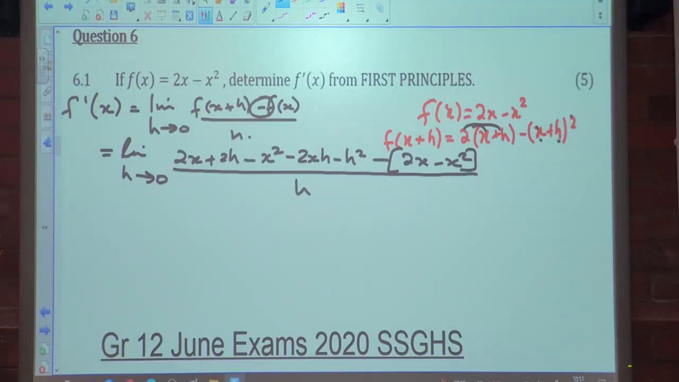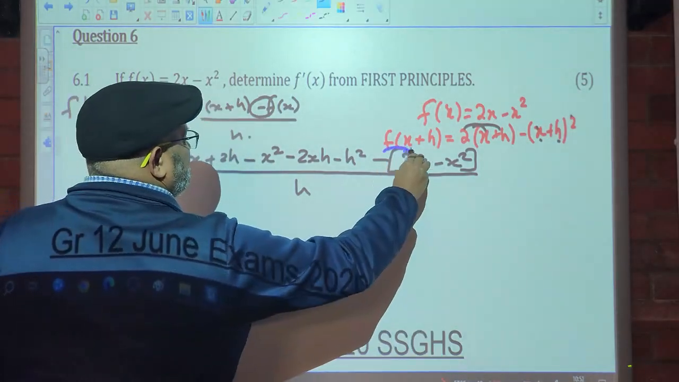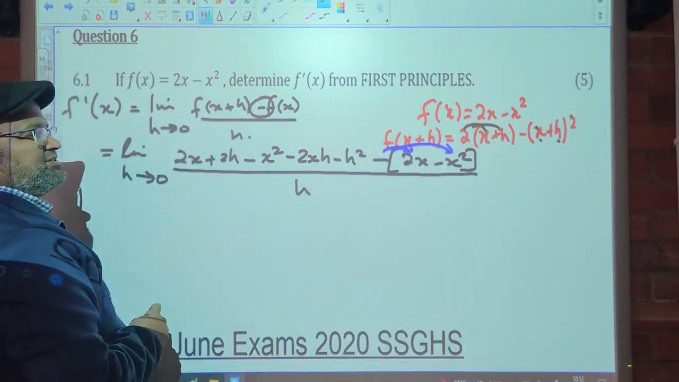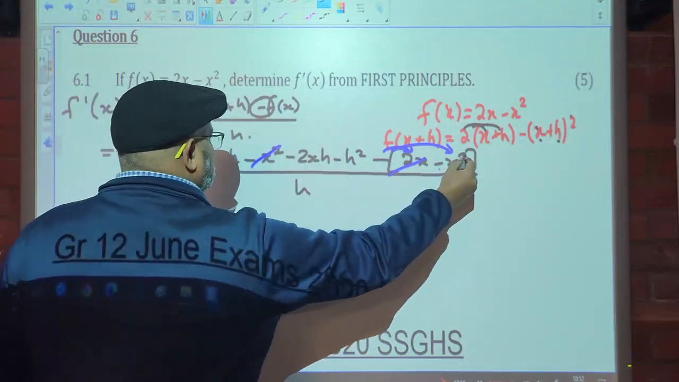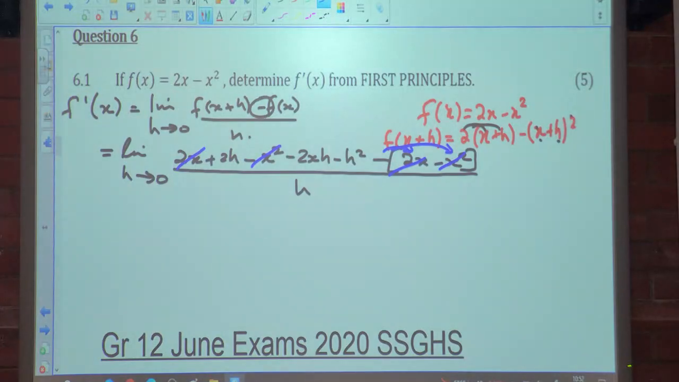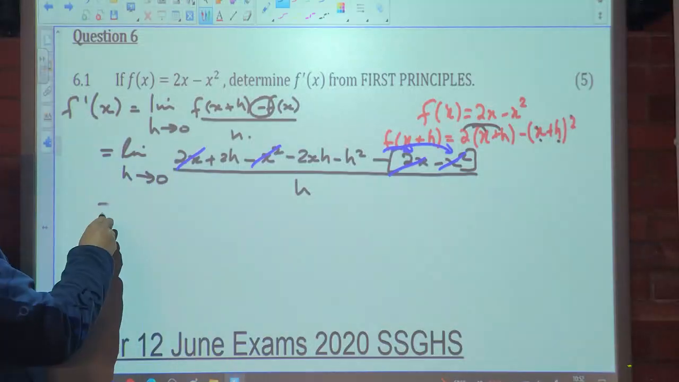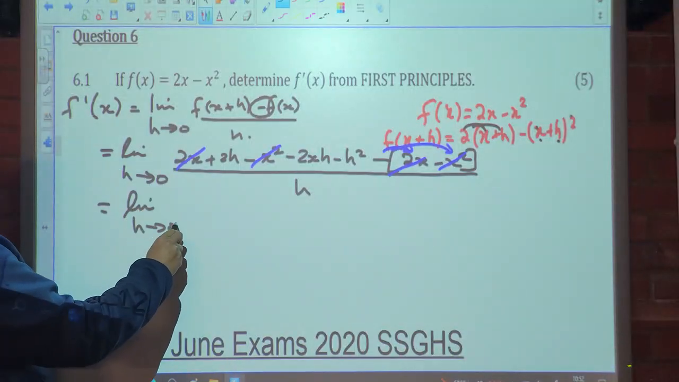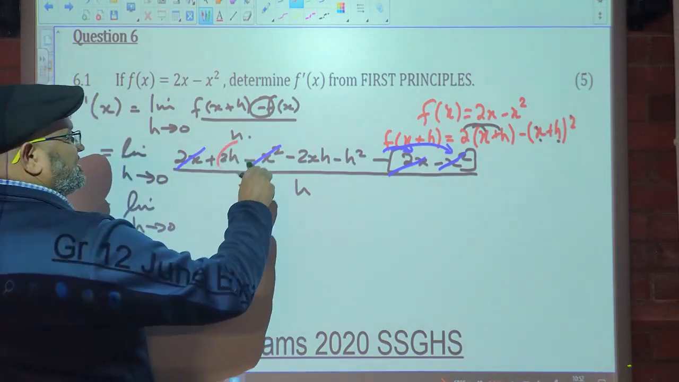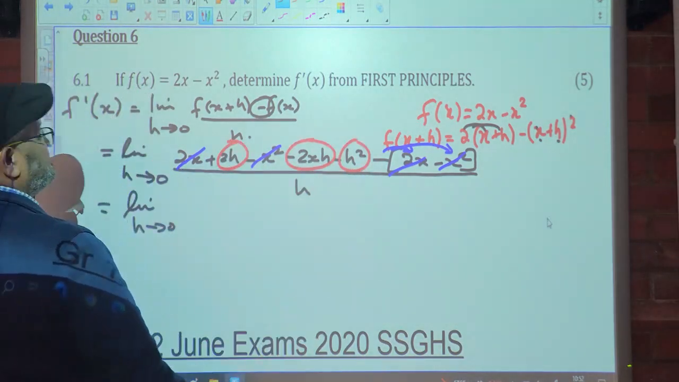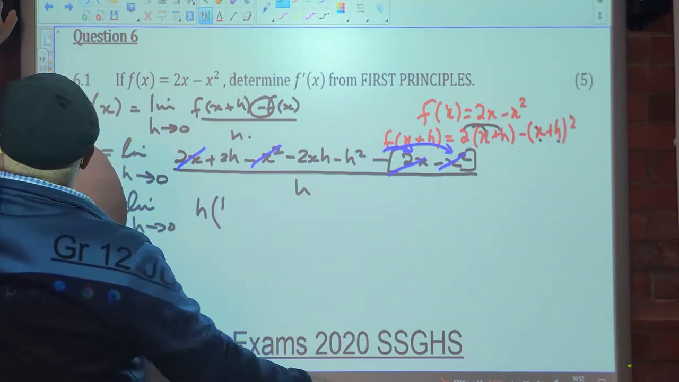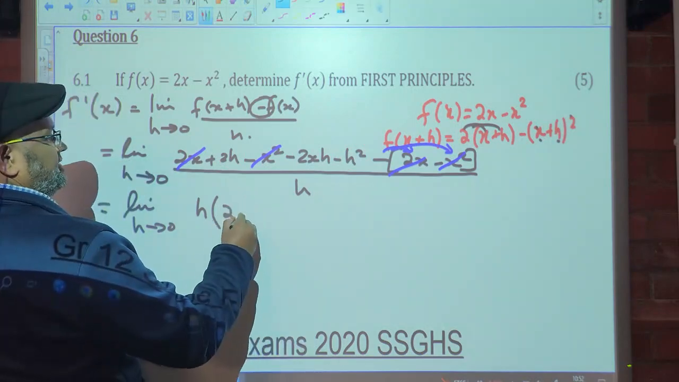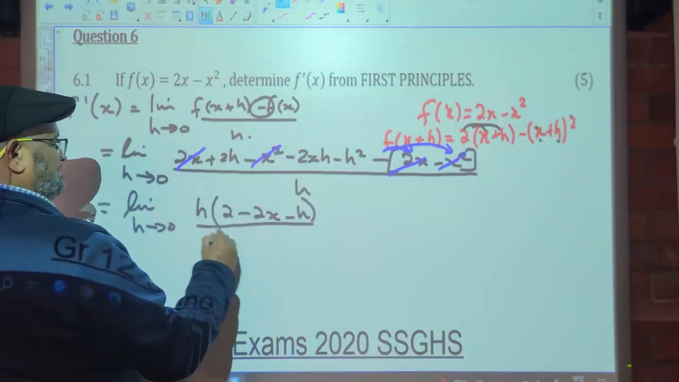Okay. So what we do now, people? Get rid of the bracket. If you multiply, this is going to give you negative 2x plus 2x will cancel, and that is positive x squared and negative x squared cancel. Otherwise you can write the story out and then you will see it cancelling there if you don't see it straight away. So we say now the limit as h approaches 0. I'm going to take out h as a common factor from the terms that are left. Okay, so it's going to be h, then I'm left with 2 minus 2x minus h all over h.